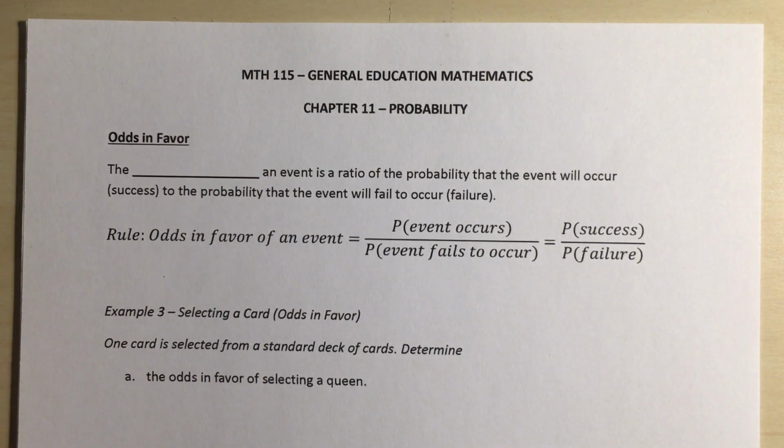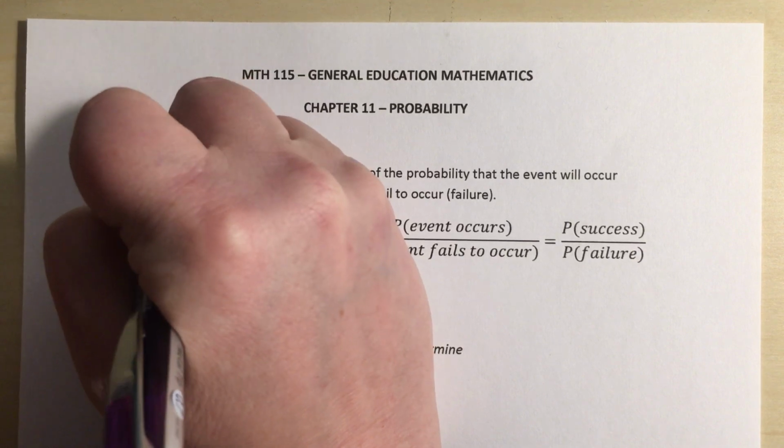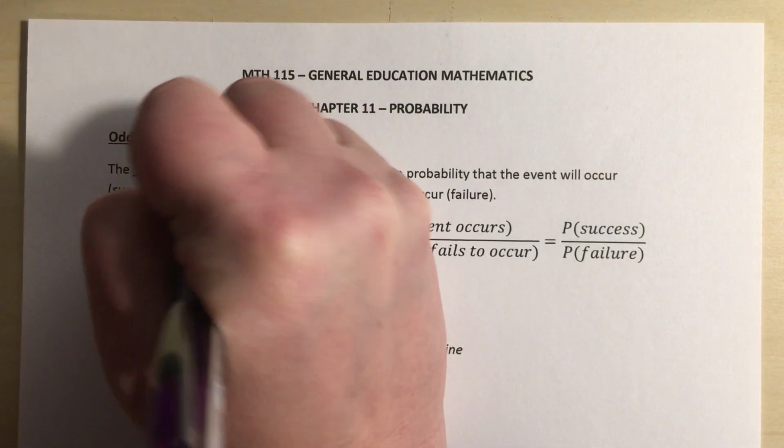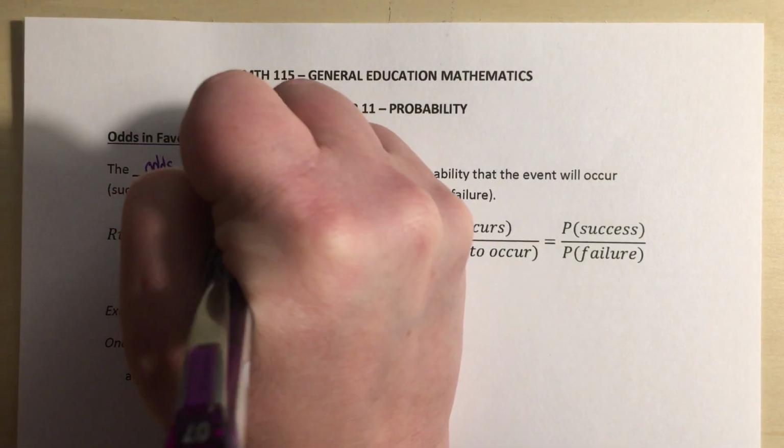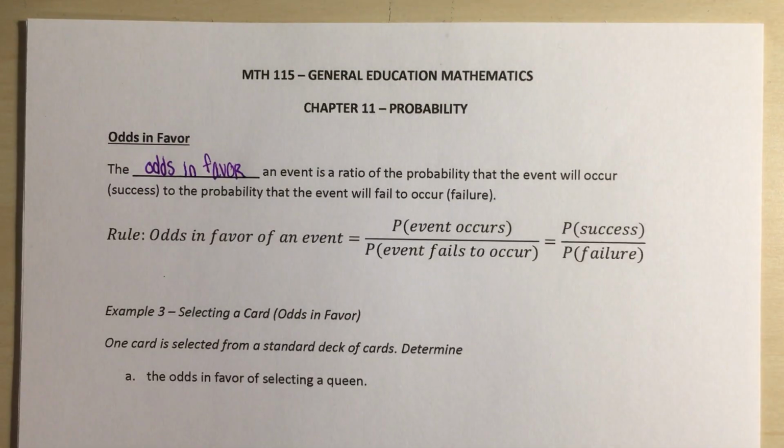Right, so the next thing that we're going to look at in this section is odds in favor. Odds in favor of an event are the ratio of the probability that the event will occur to the probability that the event will fail to occur. So here we're still dealing with the same probabilities, but notice that we have success on top in our numerator and failure in the bottom.